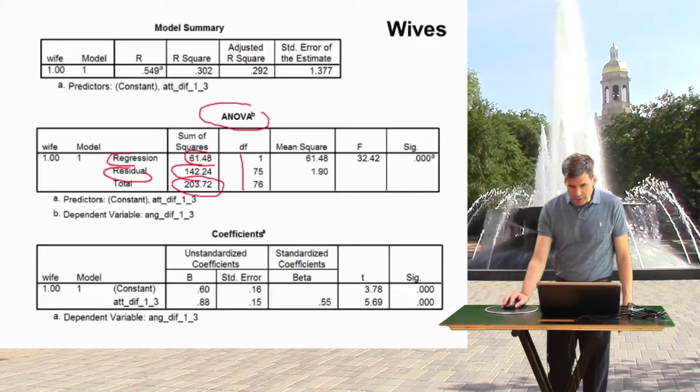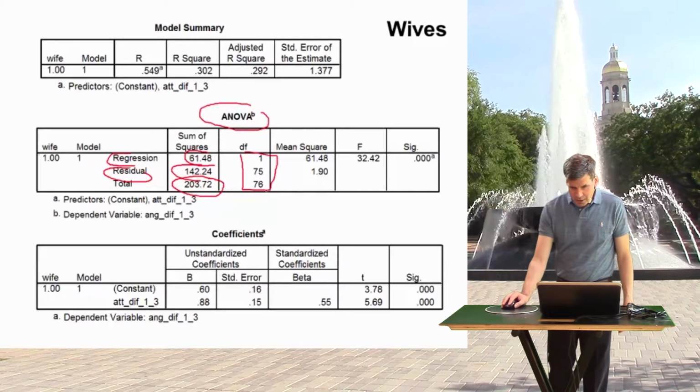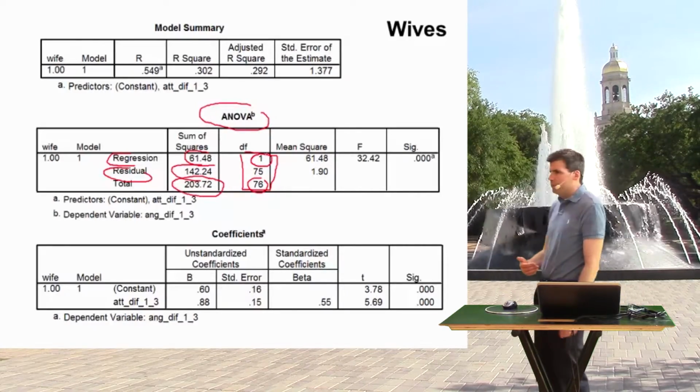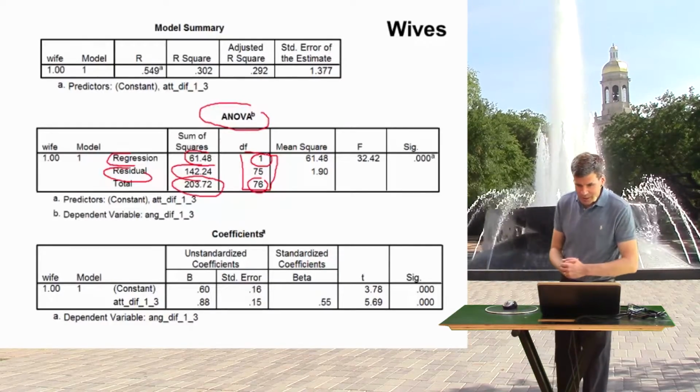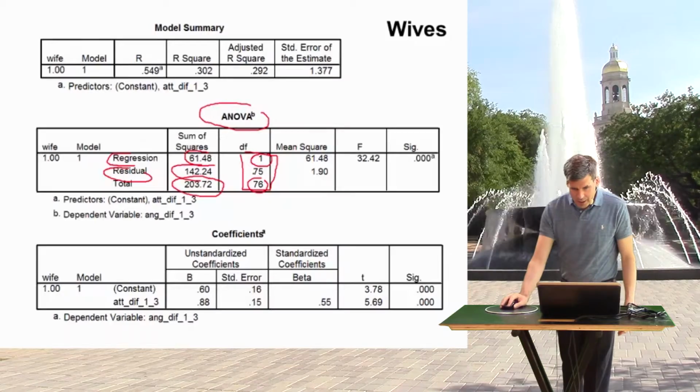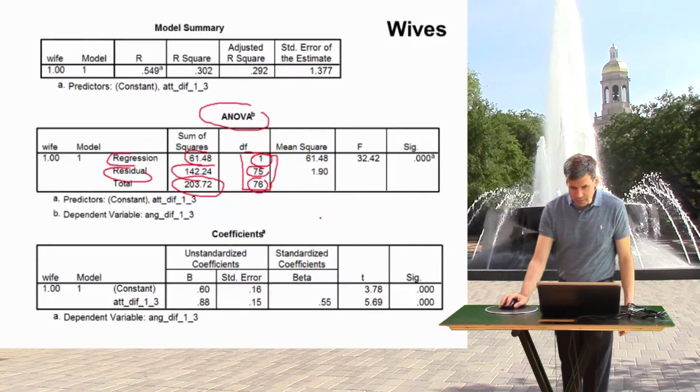And then we have our degrees of freedom. N-1 is our total degrees of freedom. Number of predictors is our explained variance or regression degrees of freedom. And in this, again, simple regression, we just have one predictor. So in this unit, that's always going to be 1. And then total minus regression gives us the residual degrees of freedom.